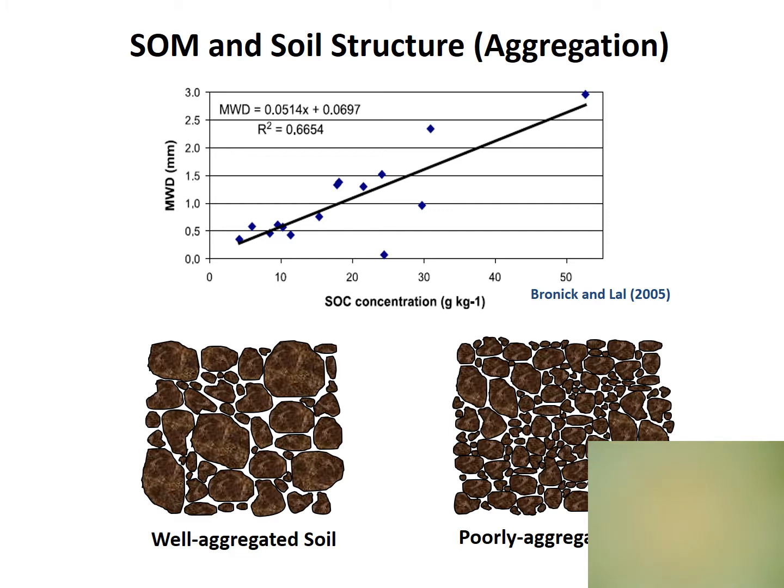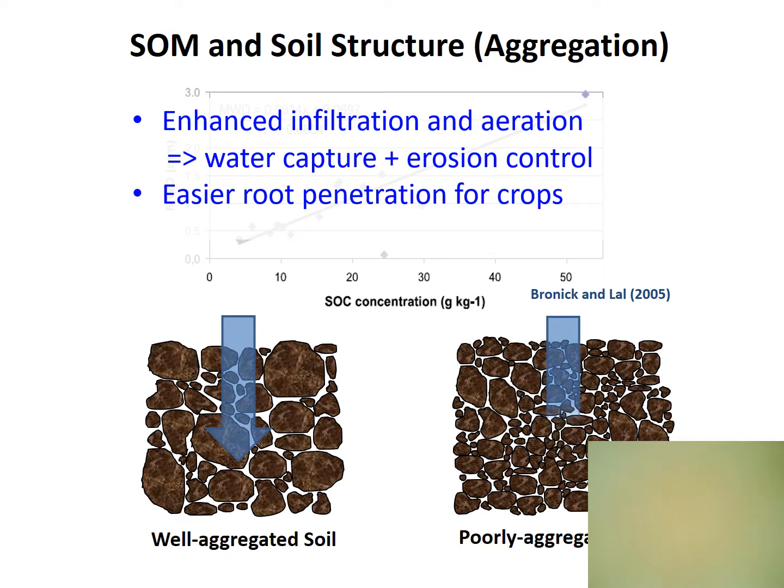Why do we want stable aggregates, right? So one reason is, we have a well-aggregated soil like this versus a poorly aggregated soil like this. What happens when you get a big rainstorm is basically you get faster infiltration here, right? So you get more water captured, and you're going to have less runoff, less potential for erosion. Your soil's not going to wash away. So with that better aggregation, we can also get less potential wind erosion. But we're saying, so we get increased infiltration, increased aeration, water capture, erosion control, but also easier root penetration by your crops. So that's a good benefit of organic matter that we want.